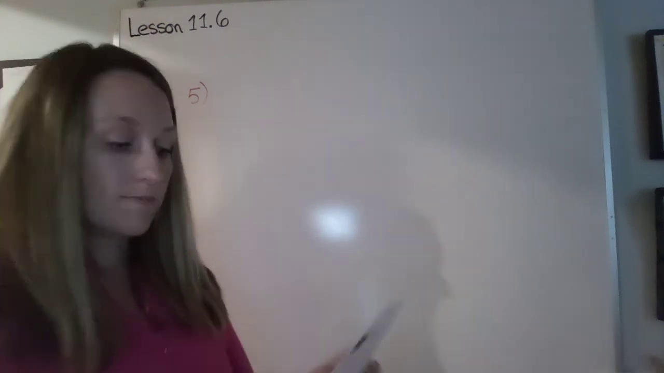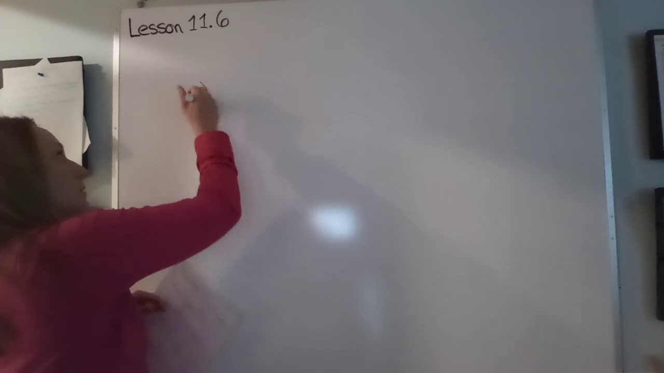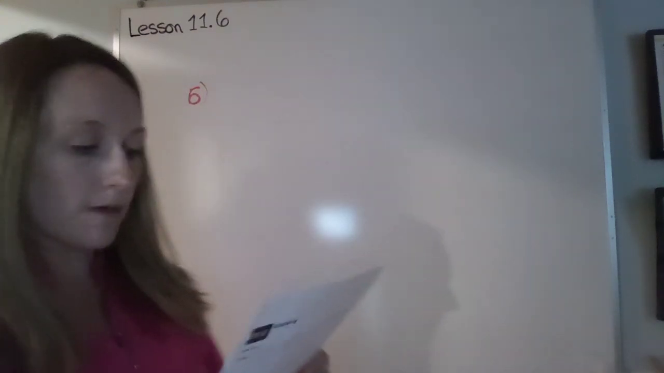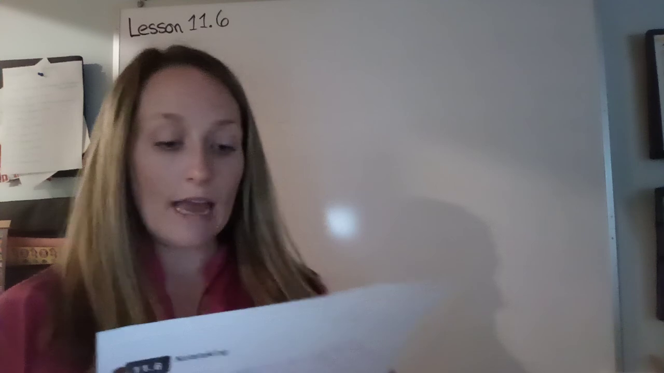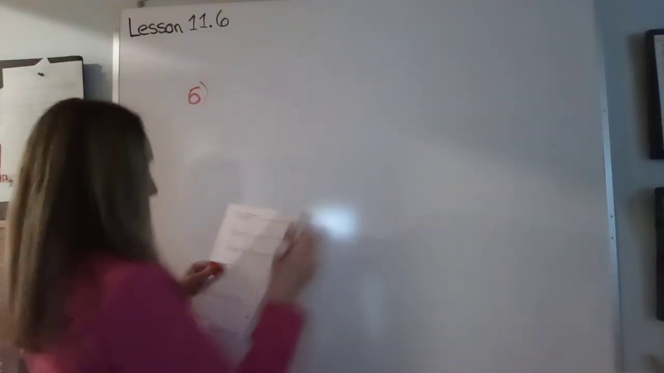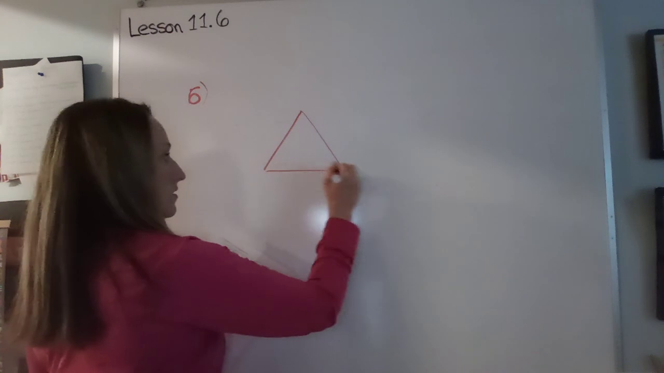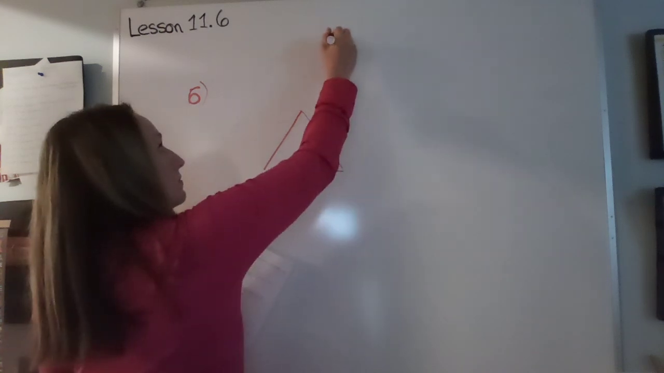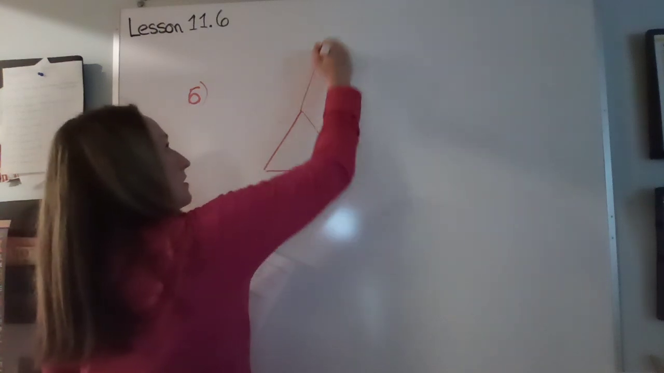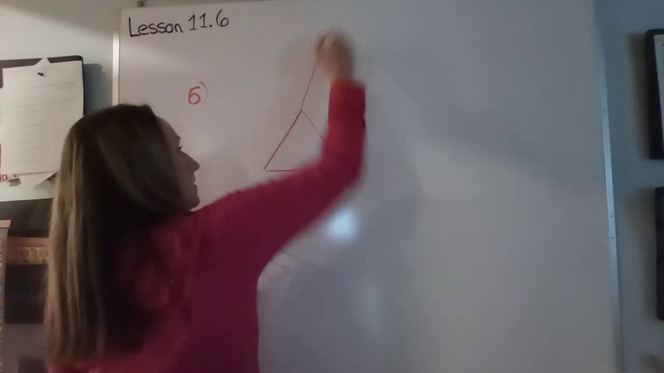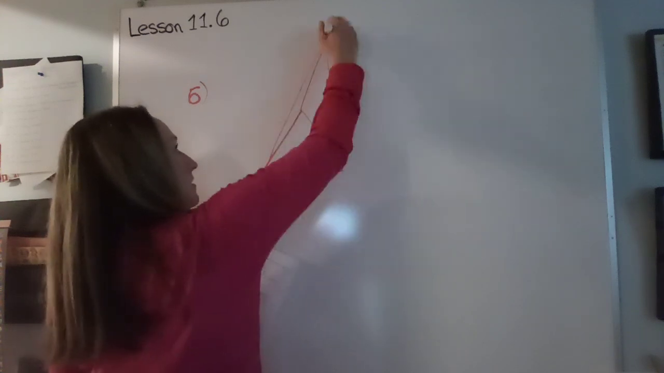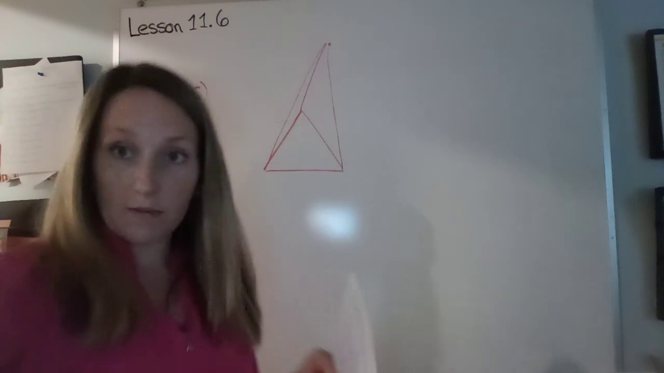Number 6. I guess I should change that to a 6. Number 6. It says a pyramid with a triangular base. So I can start by drawing a triangle. Put a point. And then they all connect up there. It's terrible. I'm not 3-dimensionally drawing things. Okay, so you have a triangular base.